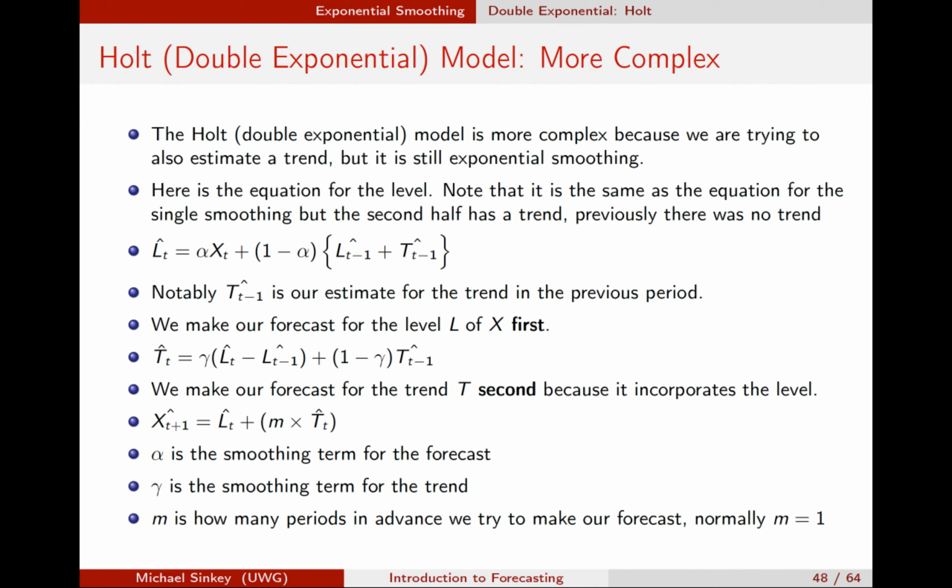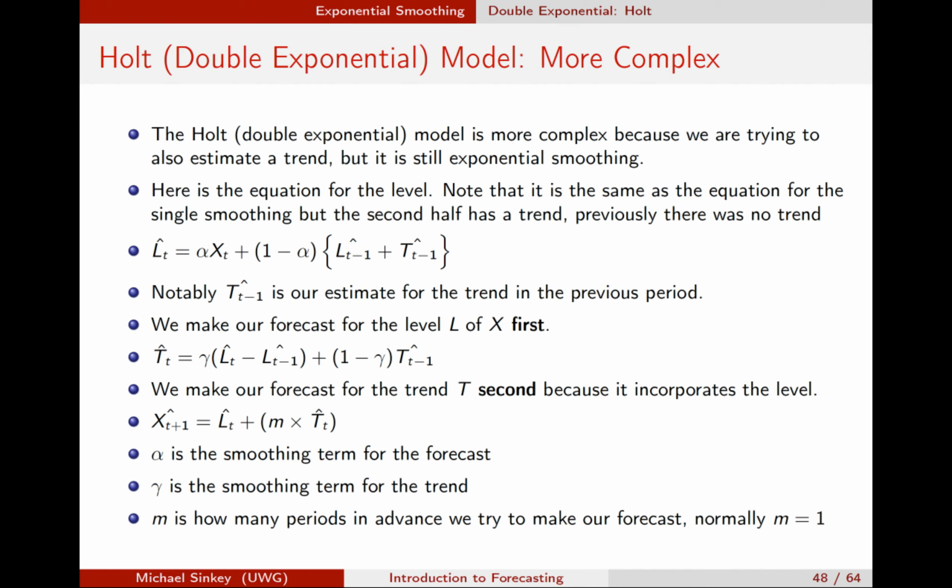And we do this second. Why? Because if you take a look at the formula right here for the trend, the level that we found first goes into the trend. So you can't find the trend without finding the level. Then we make our forecast. Our forecast is for the next period, so it's x_t plus 1.